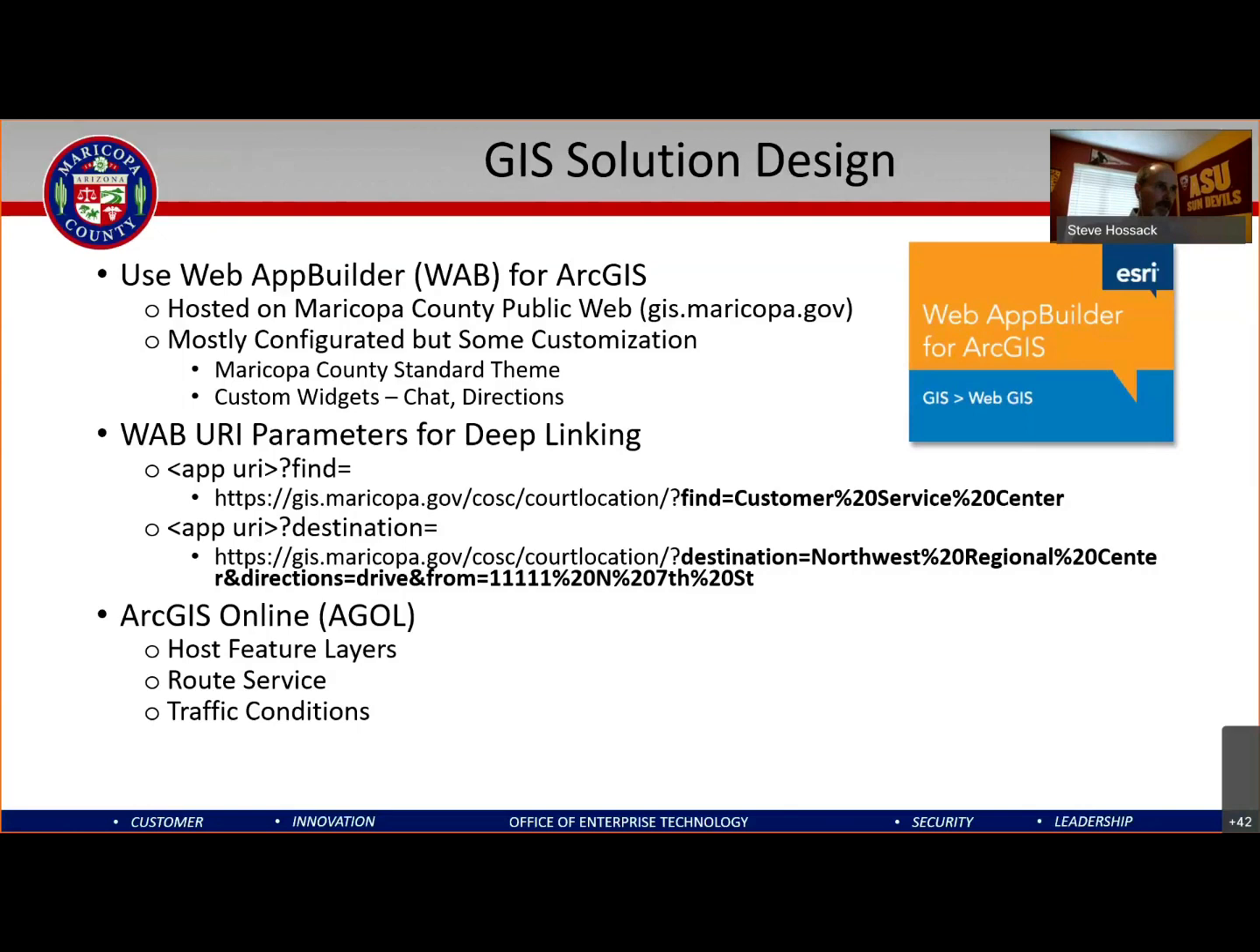Also, we definitely used ArcGIS Online. The county, Maricopa County, has an enterprise AGOL agreement, so we needed it for a few items here. One, to host some feature layers for like parking locations, court locations. We used AGOL, the routing service that came with it, and it also provides real-time traffic conditions as well.